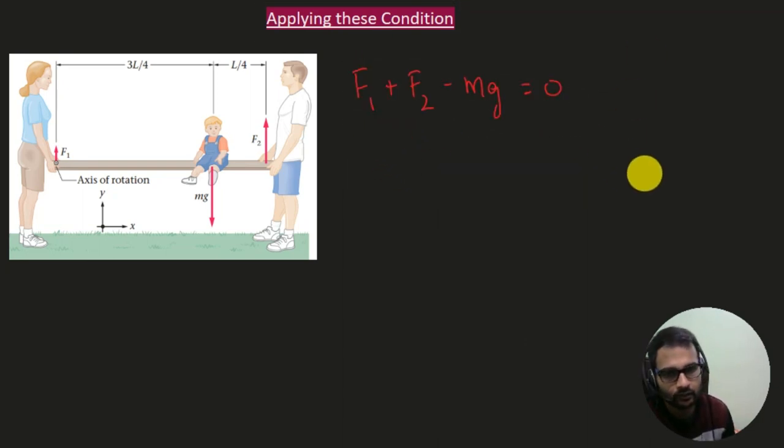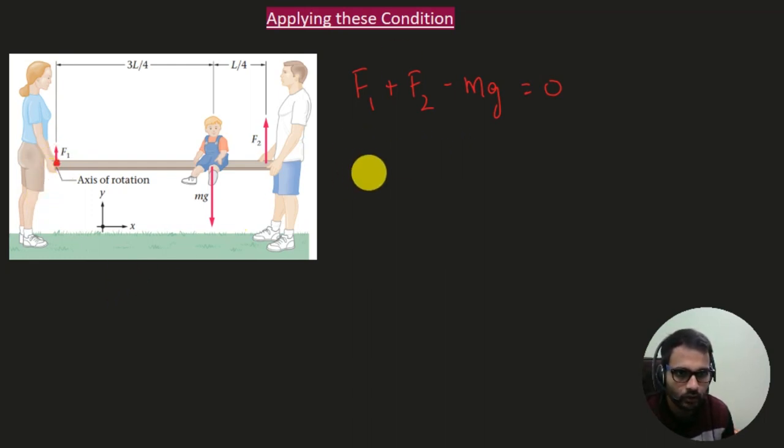The second condition is that the net torque should be zero. Now to find the net torque, we have to choose the axis of rotation. You are free to choose any point on the plank to be the axis of rotation, it's up to you. But it's better to choose a point on one of the unknown forces, because if you choose this point to be your axis of rotation, the torque due to this force F1 will be zero, and this will simplify the calculation to find the unknowns. So it's better to take a point where one of the forces is an unknown force. So I'm choosing this point to be the axis of rotation, right?